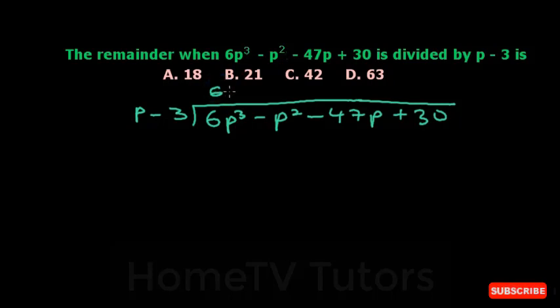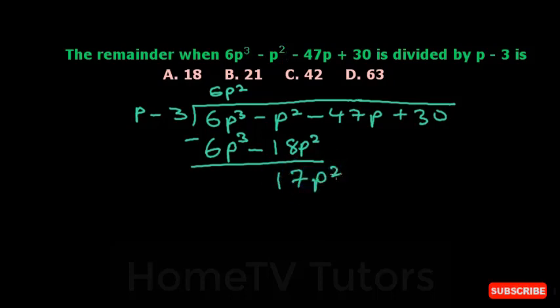We have 6p raised to the power 2. So we use this to multiply p. We have 6p raised to the power 3. 6p squared times minus 3. We have minus 18p raised to the power 2. Now we subtract this minus this, we have 0 minus p square minus minus will be plus, so minus p square plus 18p square will give us 17p square. Okay, so we divide again.